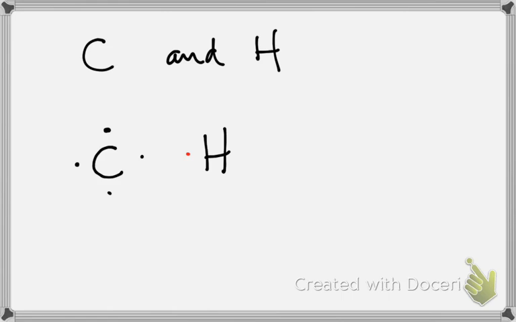So when I look at these, it looks like carbon has room for 4 more electrons. So you could do 1, 2, 3, 4. There are 4 spots available around carbon for additional electrons. And then hydrogen has 1 spot available.